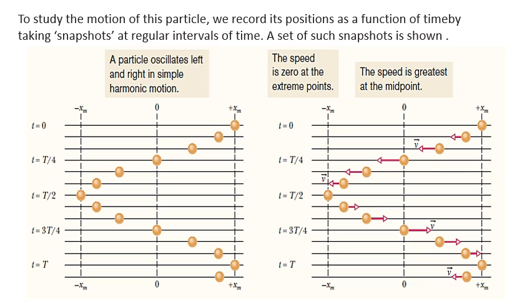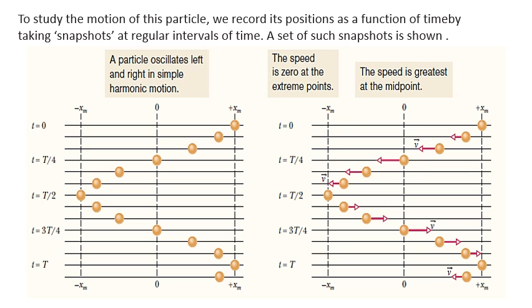To study the motion of this particle, we record its positions as a function of time by taking snapshots at regular intervals of time. A set of such snapshots is shown. A sequence of snapshots taken at equal intervals of time showing the position of a particle as it oscillates back and forth about the origin along an x-axis between the limits plus a and minus a.